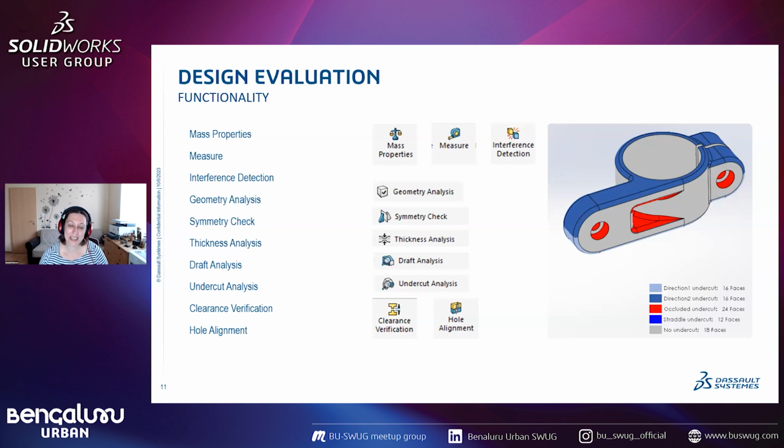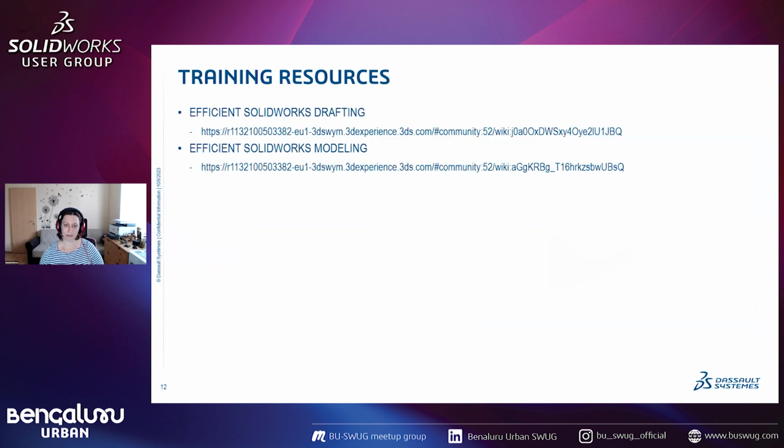Draft analysis is something you need for casting mostly, and injection molding, to check if you have draft angles everywhere. Undercut analysis, this is also for machining. Sometimes if you're on a 3-axis CNC and not on 5-axis, it's good to check this one too. Clearance verification is mostly for assemblies. It's also a very good tool, and the hole alignment, very important tool too. So yeah, more or less, that's all.